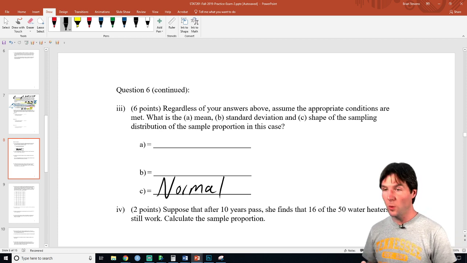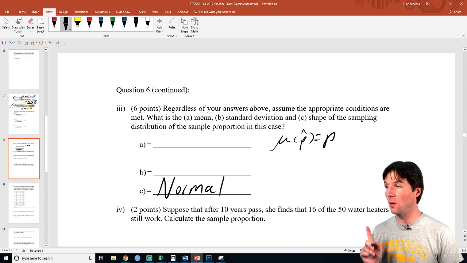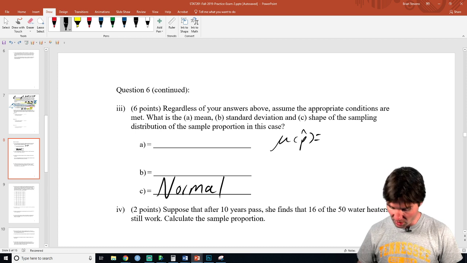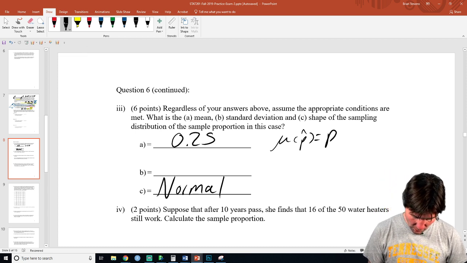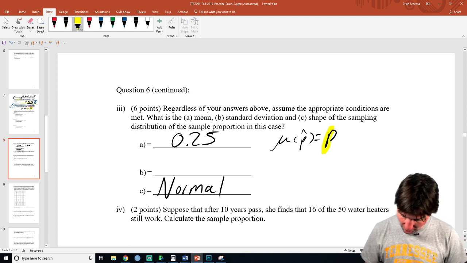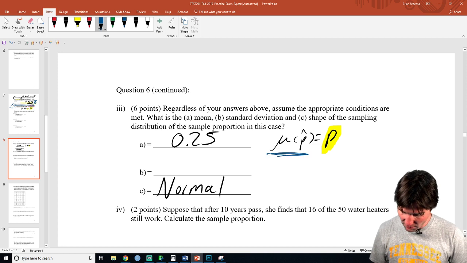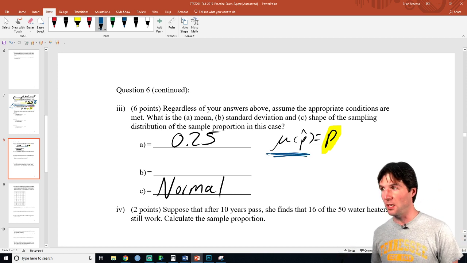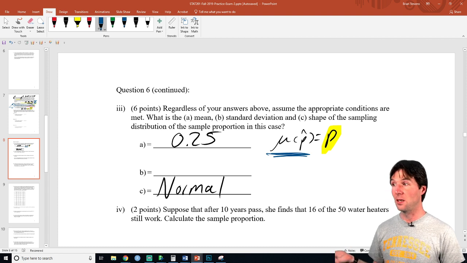And then what will be the mean of it? Well, we're doing mu p hat equals p. And if you remember just a moment ago, I marked what p was. I'll draw p a little better than that. There we go. P was 0.25. Literally your answer. This is what it's asking for. I'm going to underline it in blue. It's saying what is the mean for the sampling distribution of p hat? And the answer is p.